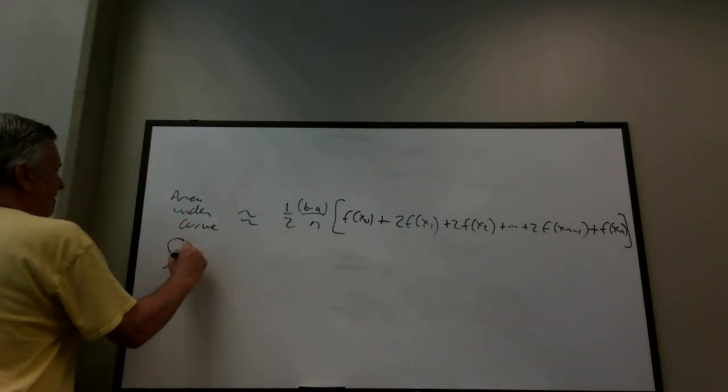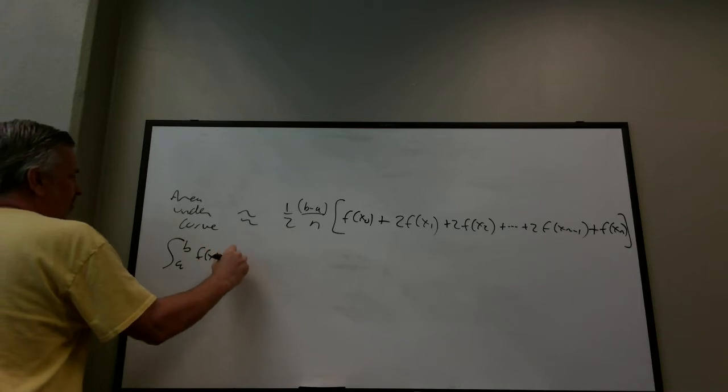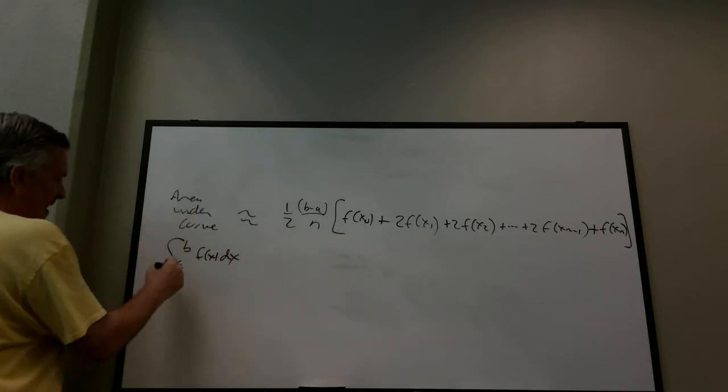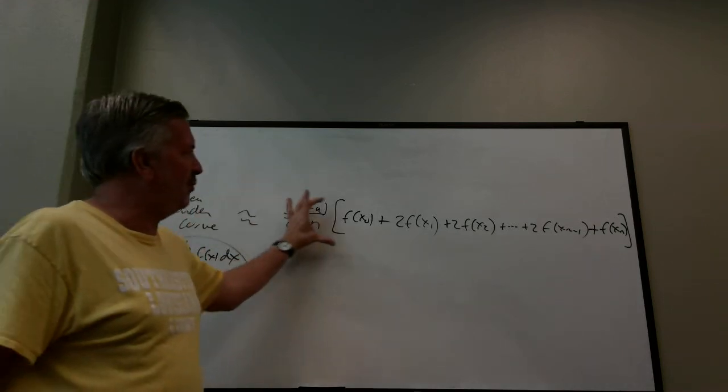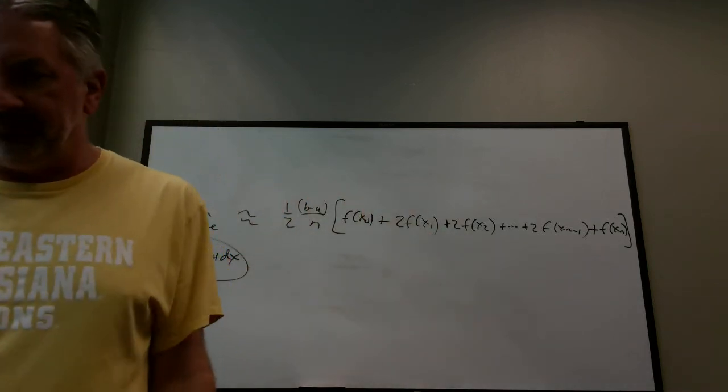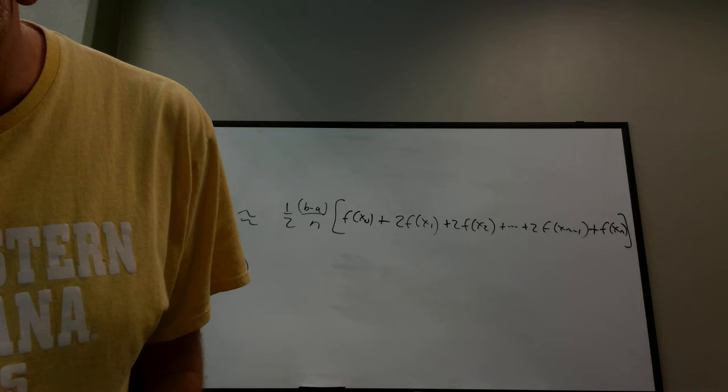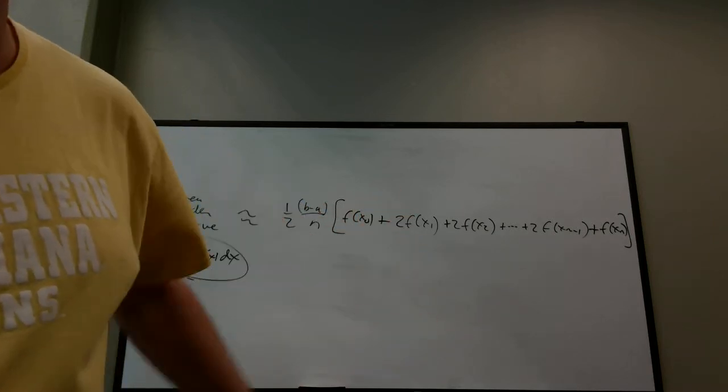So the integral, which, if your curve is not negative, is the area under the curve, is approximated by the area of the trapezoids. So that's the first part. So we proved the first part.